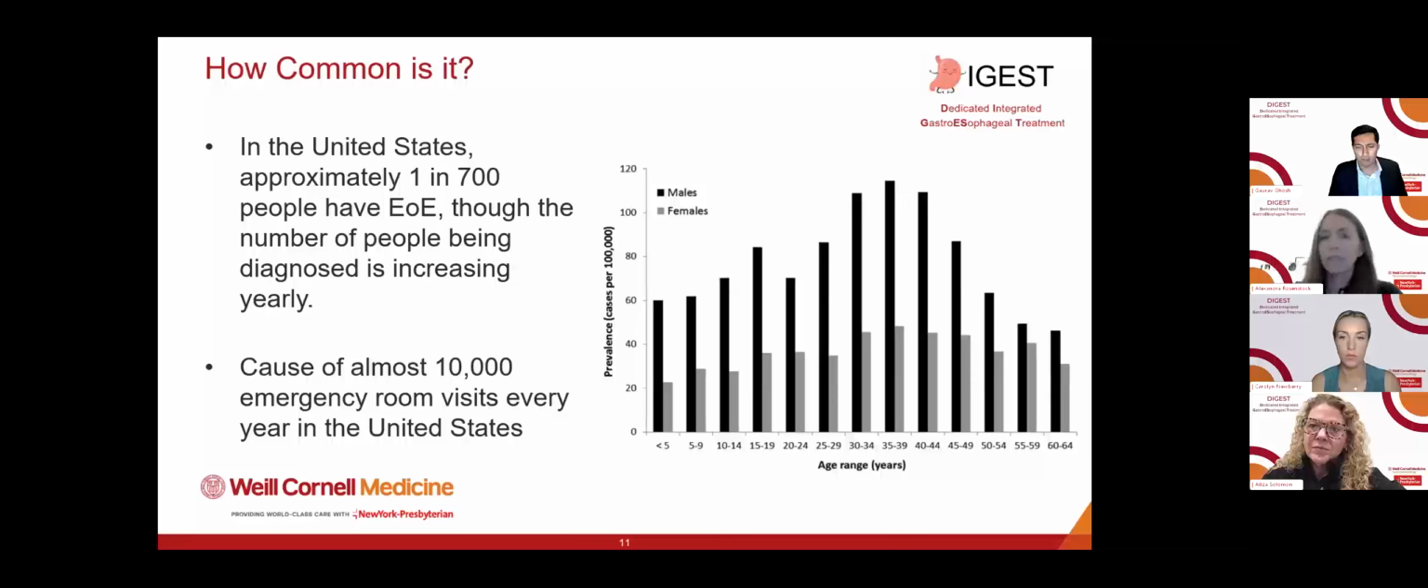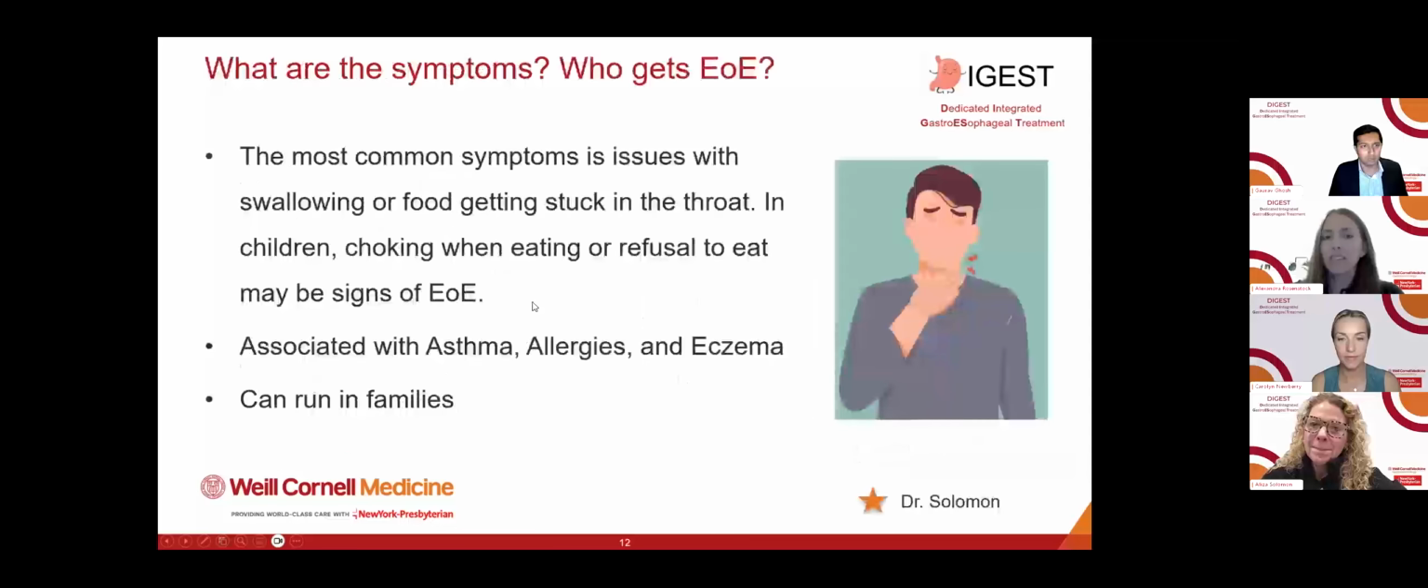But again, well, I was going to say all of us have patients that are older than that, but maybe not Dr. Solomon. But we see plenty of people of all age groups, very young and quite a bit older, who are affected by EOE.